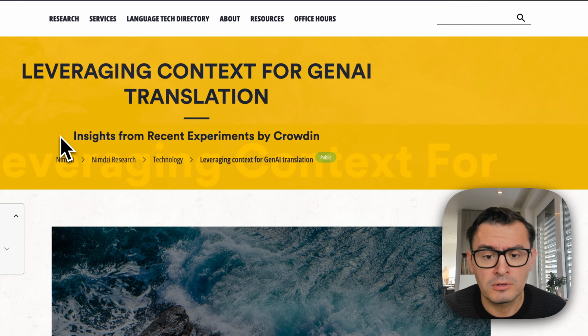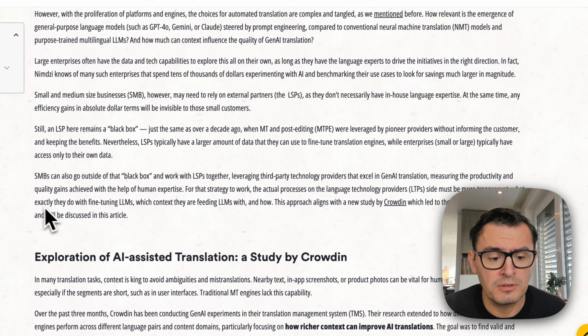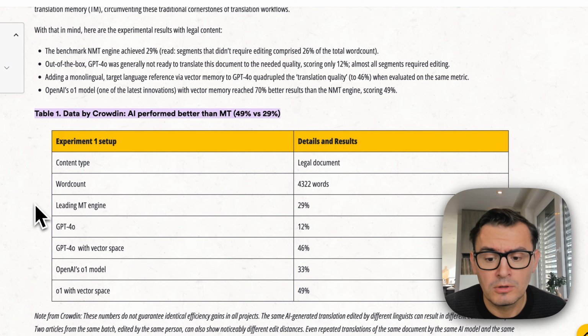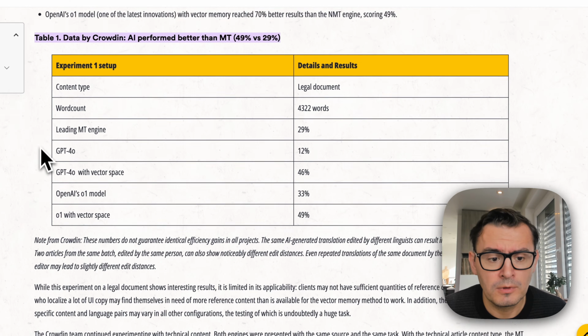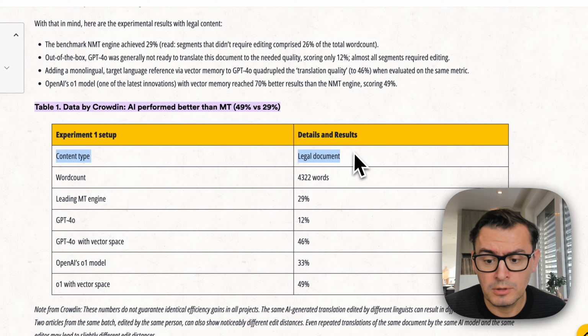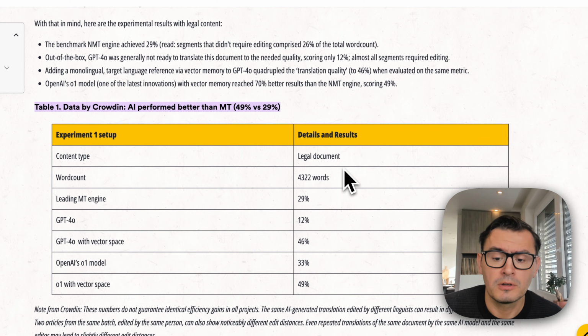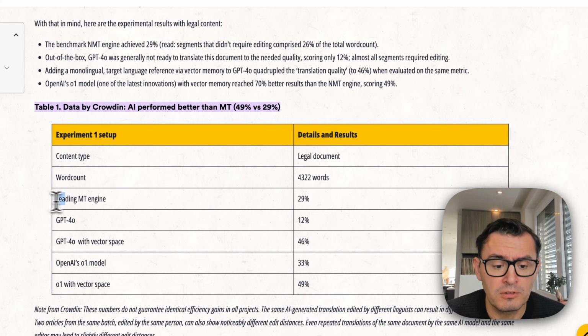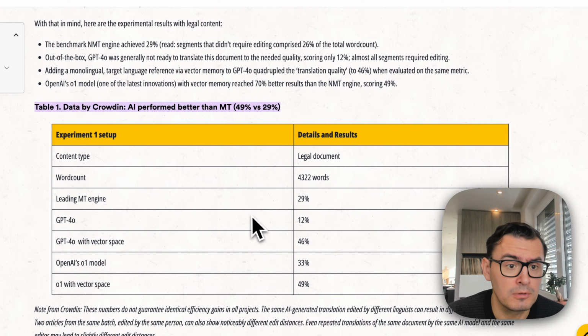Nimdzi basically shared Crowdin's experiments, and they tested this across different content types. So for example, here is a table where they share results, testing this on legal documents, where they tested machine translation versus different GPT models. As you can see, GPT-4o out of the box was way worse than machine translation. The moment they added vector space into GPT, the results were way better. So immediately, as you can see, it's quite promising technology.